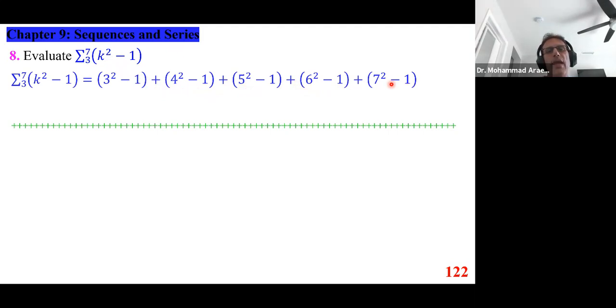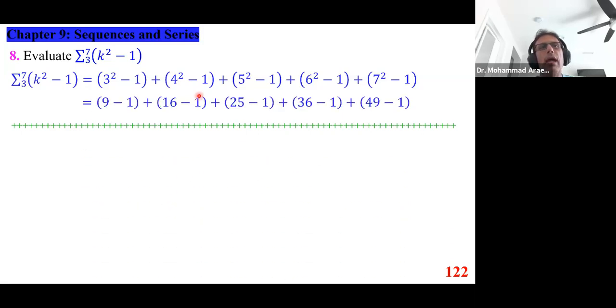And you have to evaluate them. Of course, 9 minus 1, 16 minus 1, so on and so forth, and add them up. The result is 130.